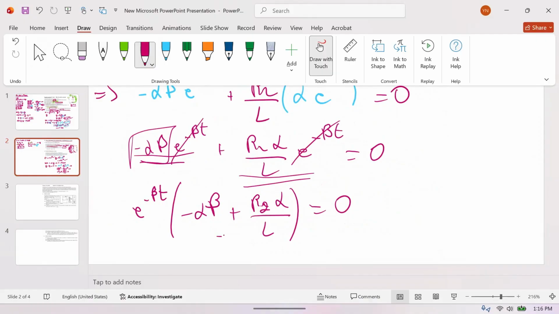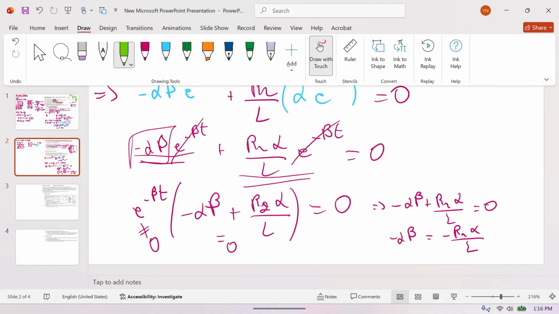The term that we have here equals 0 because the exponential can never be 0. So how am I getting an expression equal to 0? Of course, it's not because of the exponential, it's because of the factor next to the exponential. So minus alpha beta plus R2 alpha over L equals to 0. Take each one of them on the side. You will get minus R2 alpha over L.